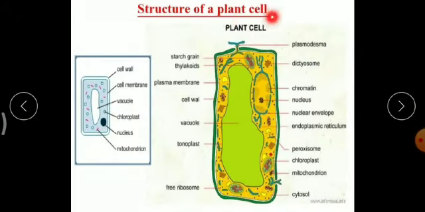This is the structure of a plant cell. You can see here the cell wall, then below that the cell membrane. This is the nucleus, and the green colored bodies are chloroplasts. The vacuole, you can see, is larger in the plant cell.